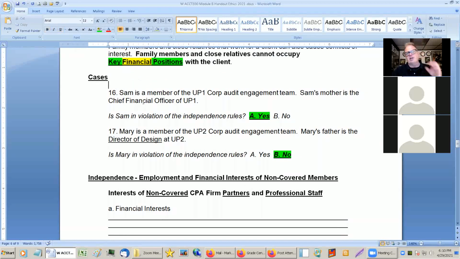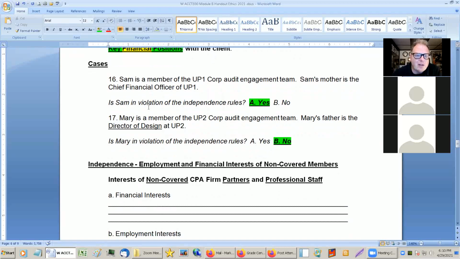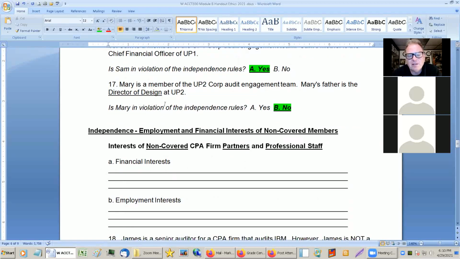It might be a key position in the company, but it has to be financial. And again, that's a little bit of a change of rules. It's come about in the last, I don't know, two or three years. What they're looking for is key financial positions. And if they have any input on it, then it is a key financial position.